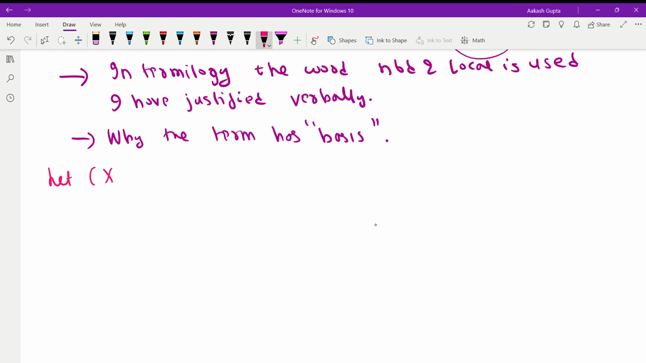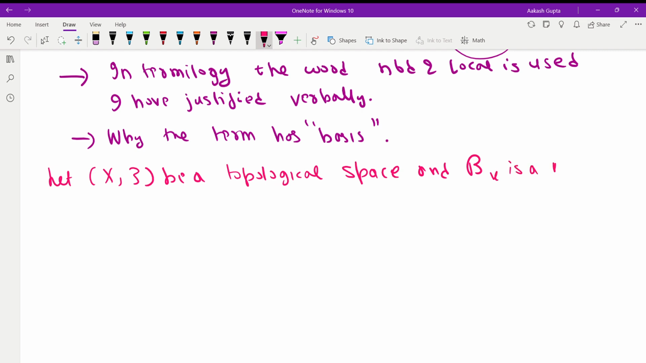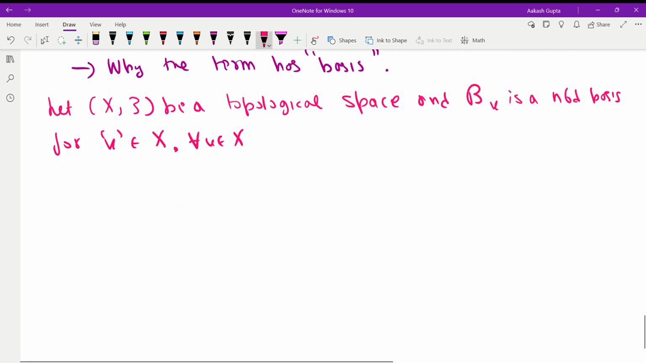So let (X, tau) be a topological space, and let us take some neighborhood basis. B_x is a neighborhood basis for x in X. For every x, let us take a neighborhood basis. Now, let me tell you, by the way, these neighborhood bases always exist. You can just take B_x to be the singleton {X}. Everything works, right? I mean, let us have a remark here. Remark.